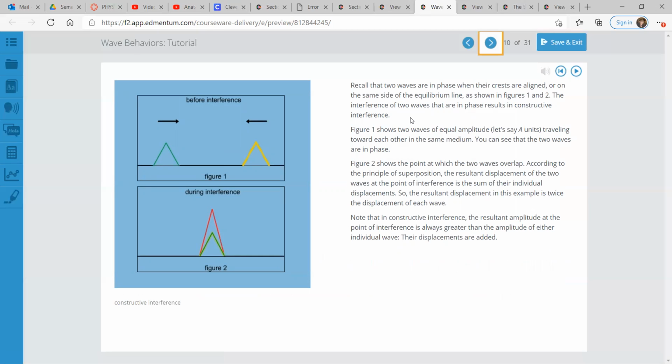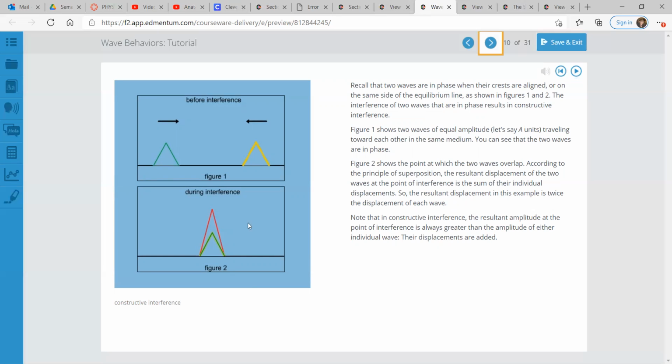Recall that the two waves are in phase when their crests are aligned or on the same side of the equilibrium line as shown in figures 1 and 2. The interference of two waves that are in phase results in constructive interference. So figure 1 shows two waves of equal amplitude traveling toward each other in the same medium, and they're in phase.